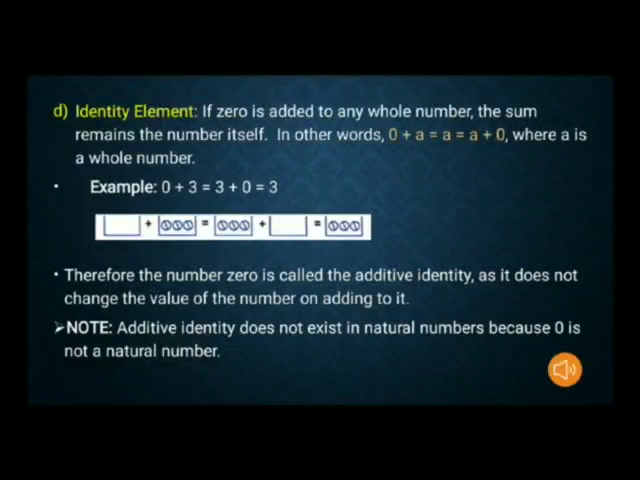Dear students, remember, additive identity does not exist in natural numbers because 0 is not a natural number.